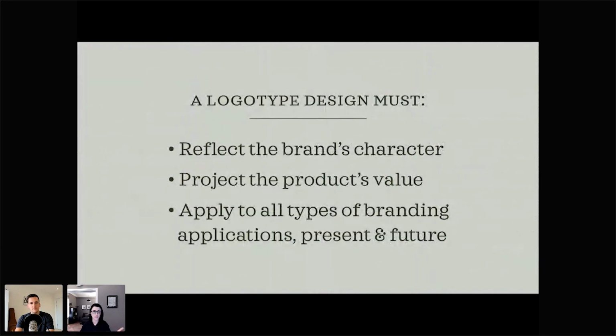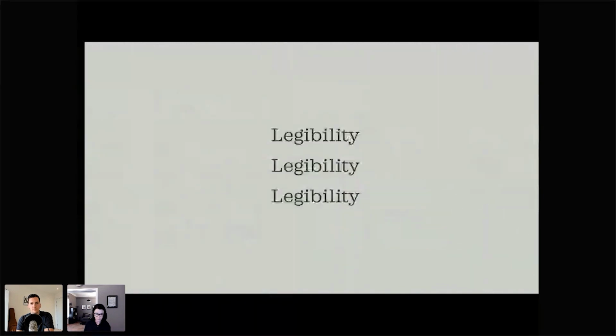So what is the problem here on our hands? Well, it's that we have this new company that makes olive oil, and they need a logotype that will reflect their brand, that will project the value of their product, that will stand out from shelves, and that will apply to all branding applications in the future. And by branding applications, I just literally mean every place that their logo will appear.